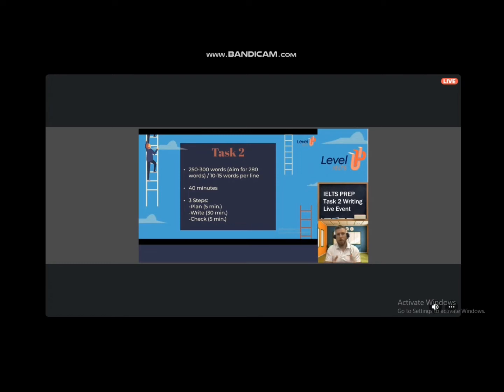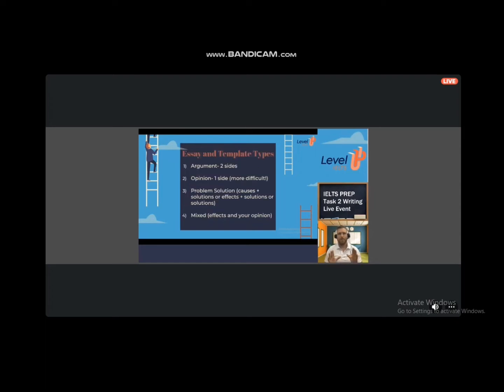Of course, as most of you know, spend 20 minutes on task 1, 40 minutes on task 2. That's what we recommend as well. And then we break it down into 3 steps. First, you plan, you write, and you check. Most of these strategies are pretty common. You're probably familiar with them. We aim for 5 minutes of planning, 30 minutes of writing, and then 5 minutes for checking. We're going to spend longer than that today, but when you go in the test and you do this, that is your time management for the test, okay?